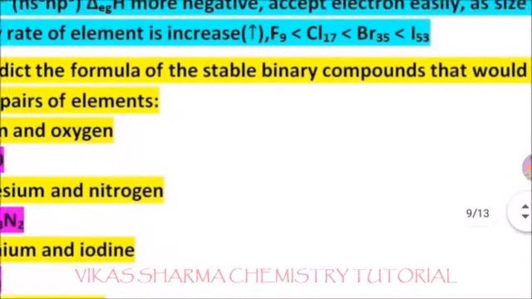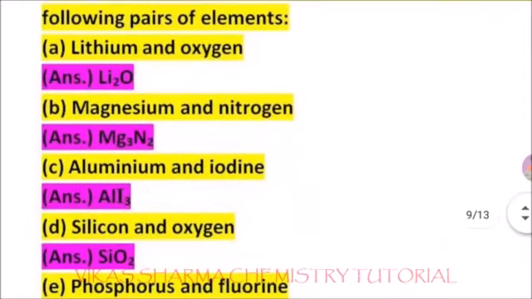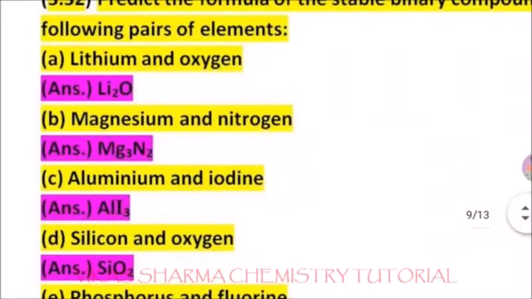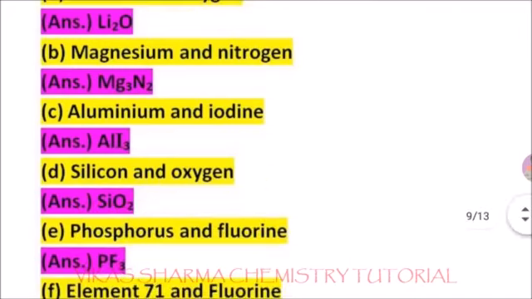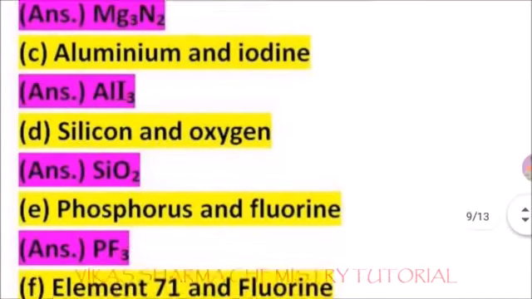Predict the formula of the stable binary compound that would be formed by the following pairs of elements. In this question you can suggest the formula. For example, lithium and oxygen: lithium's oxidation state is +1 and oxygen's is -2, so the formula is Li2O. Magnesium and nitrogen: magnesium's oxidation state is +2 and nitrogen's is -3, so the formula is Mg3N2. Aluminium and iodine: aluminium's oxidation state is +3 and iodine's is -1, so the formula is AlI3.